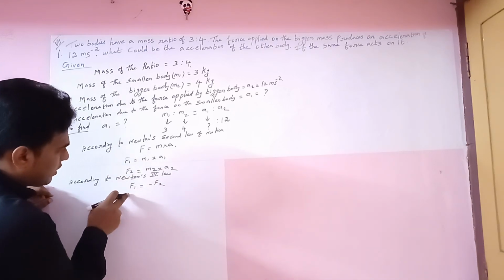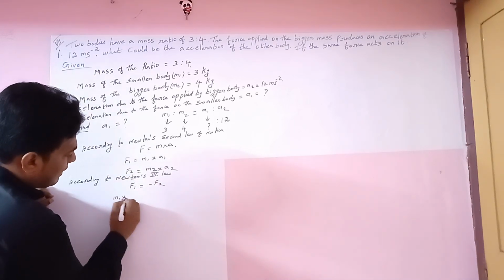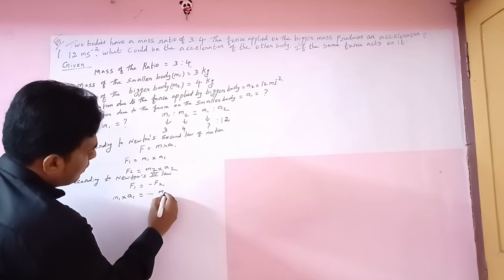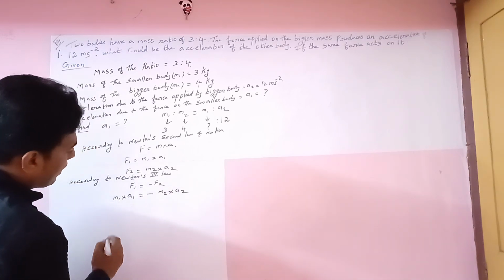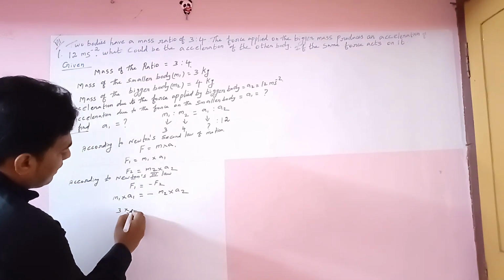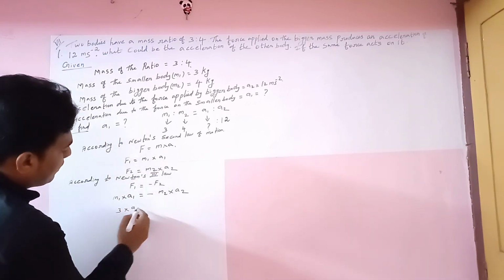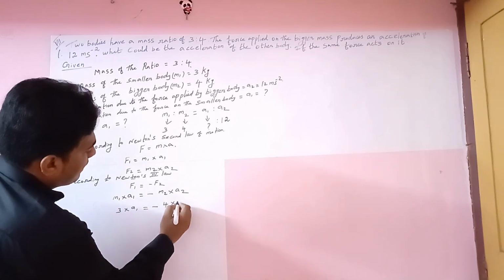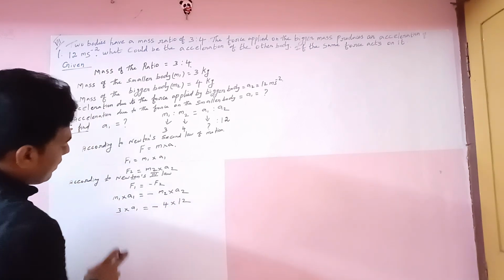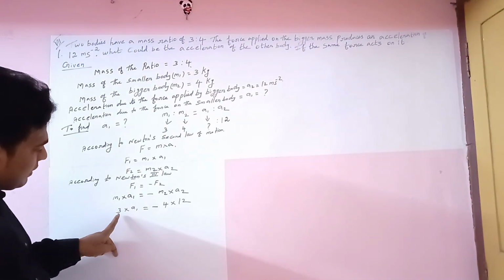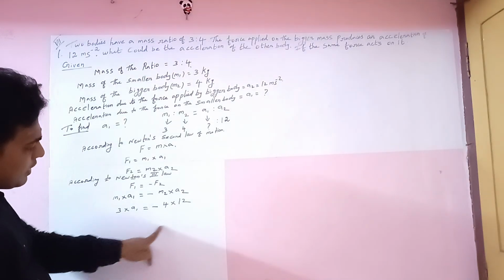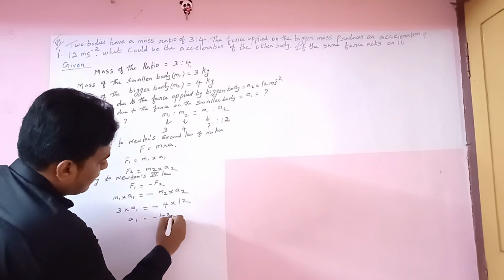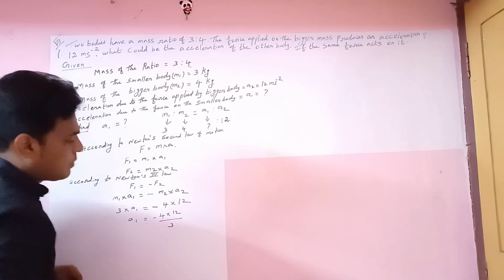So we substitute the value. F1 is m1 into A1, which is equal to F2, minus m2 into A2. m1 is 3, into A1, which we don't know and have to find out, equal to minus m2, which is 4, into A2, which is 12. Since 3 is the multiplier, it goes to the other side as the denominator. So A1 equal to minus 4 into 12 divided by 3.